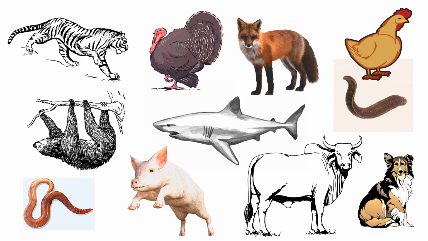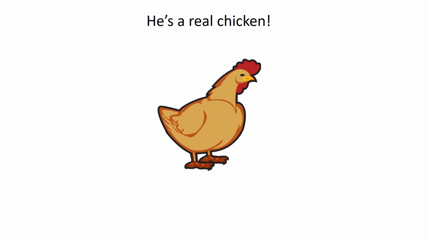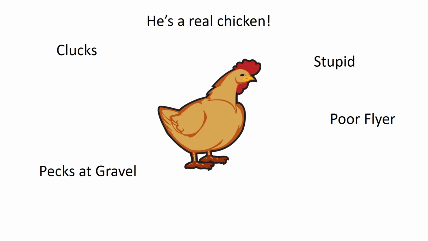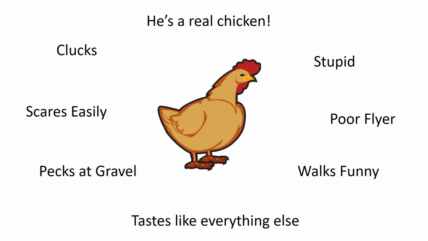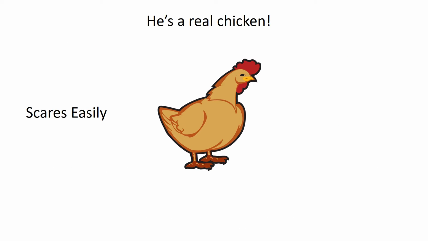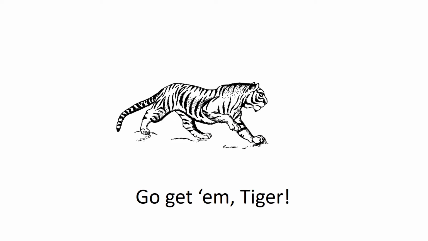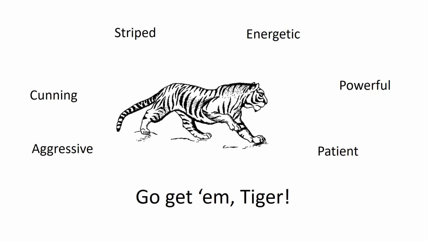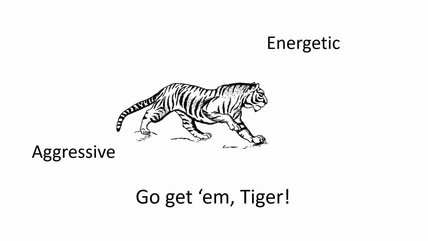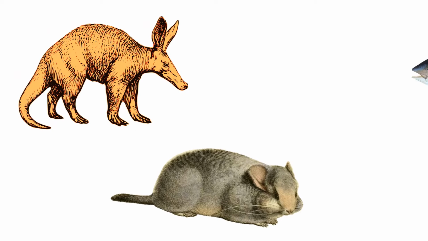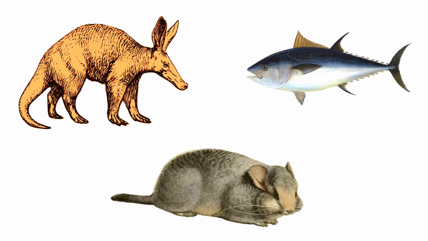For instance, if we say someone is a chicken, we are usually not seeking to convey that, in our opinion, that person is a poor flyer, pecks at gravel, clucks, or walks funny, but rather that they are timid or easily scared. If we say someone is a tiger, we usually do not mean that they are patient or cunning or have stripes, but rather that they are energetic and aggressive. How is it that we know which attribute is intended when we hear these terms? What if someone were referred to as a chinchilla or an aardvark or a tuna? What attribute would we think of then?